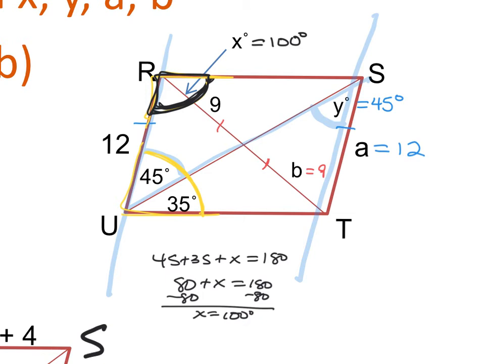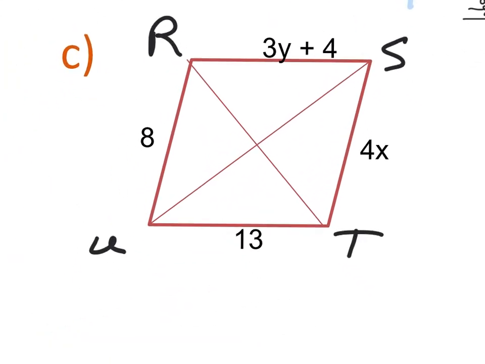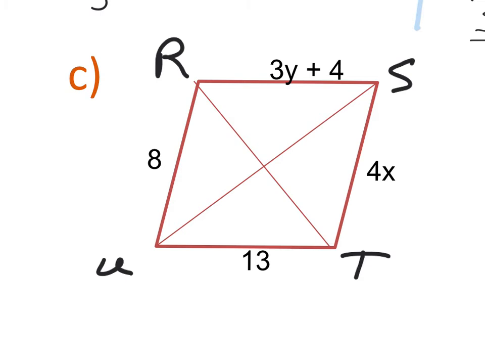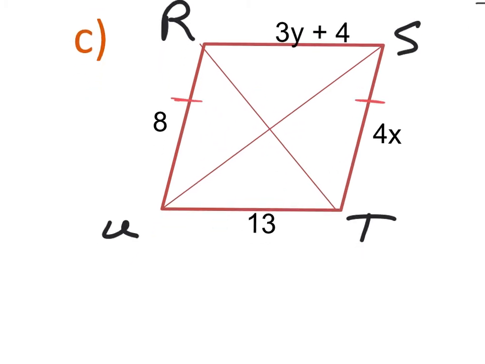All right, let's try part C. So here, all I'm using is the theorem that states that opposite sides are congruent. So 8 is congruent to 4x. So I'll go ahead and set up that equation. Divide by 4, and x equals 2.